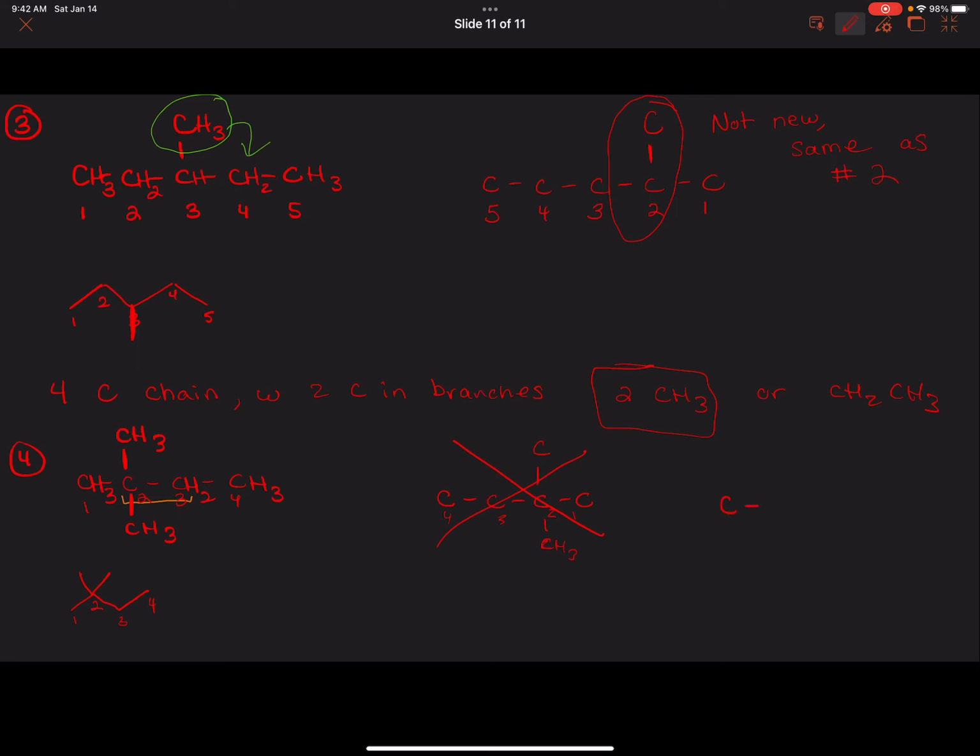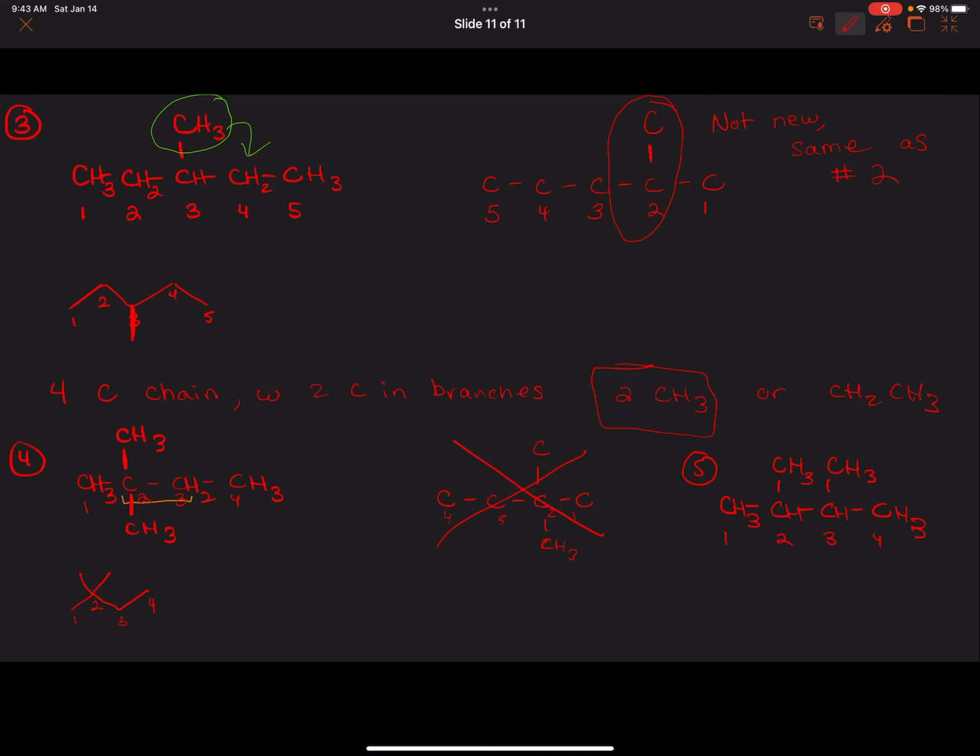But I can also separate them. So we could draw a structure like this, where they are on 2 different carbons. So I have a branch on carbon 2 and a branch on carbon 3. This is now a new structure. This is my 5th isomer. Now, there's nowhere else to move these branches.